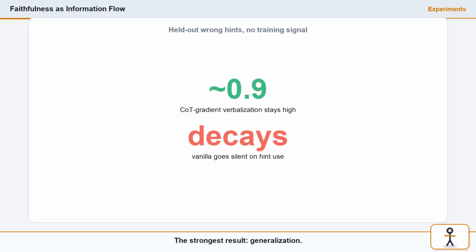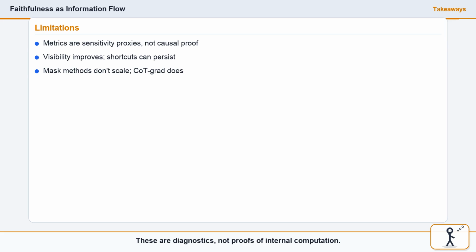Strongest result, generalization. Train Qwen 2.5 7B on clean DAPO-Math, no hints, then inject wrong hints at test time. Vanilla's verbalization decays, hint following goes silent. Chain of thought gradient keeps it visible, implicit verbalization saturating near 90%, with no accuracy tax. Faithfulness transfers.